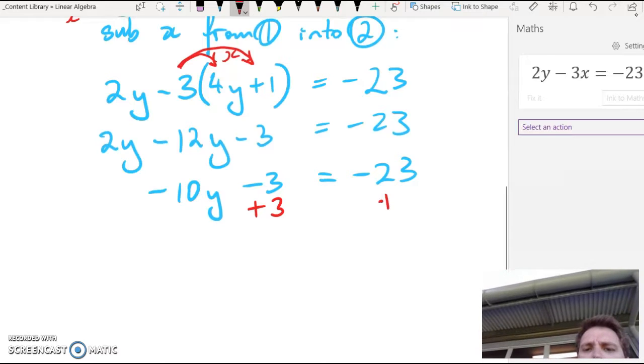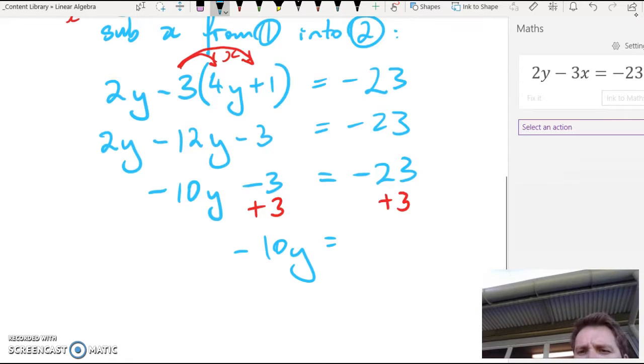Well, first of all, we've got to add 3 to both sides. When we add 3 to both sides, we're left with negative 10y on this side. And over on this side, negative 23 plus 3 is negative 20. Now we can finally solve it.